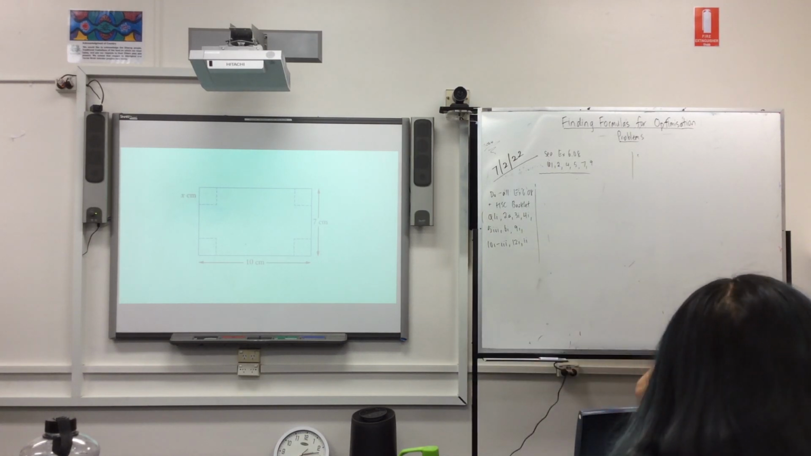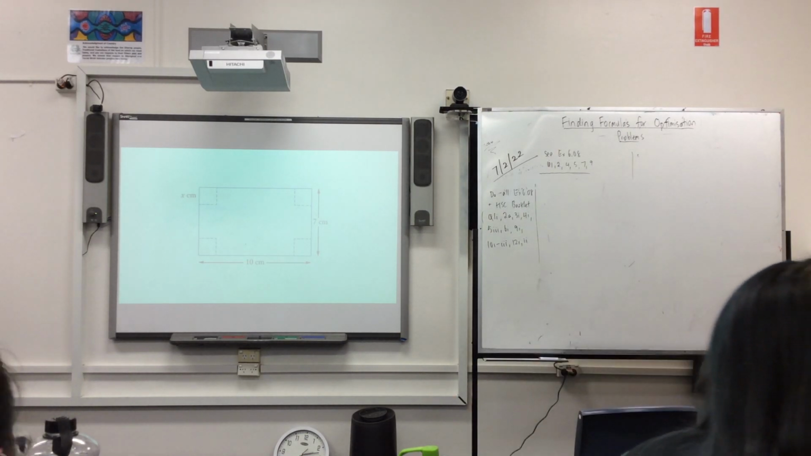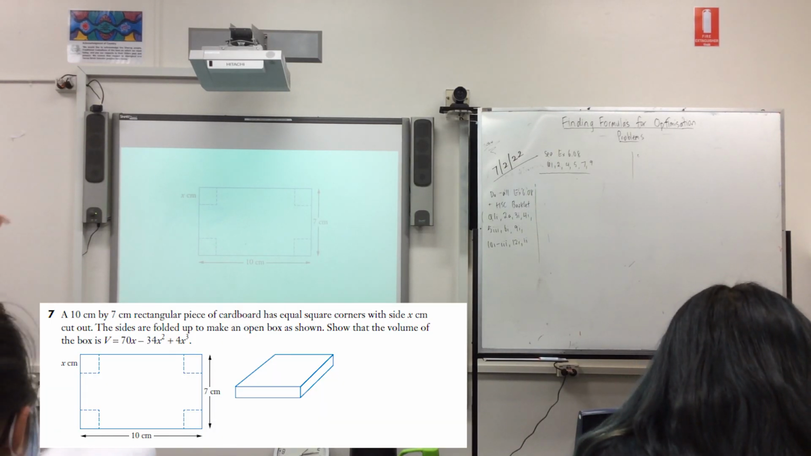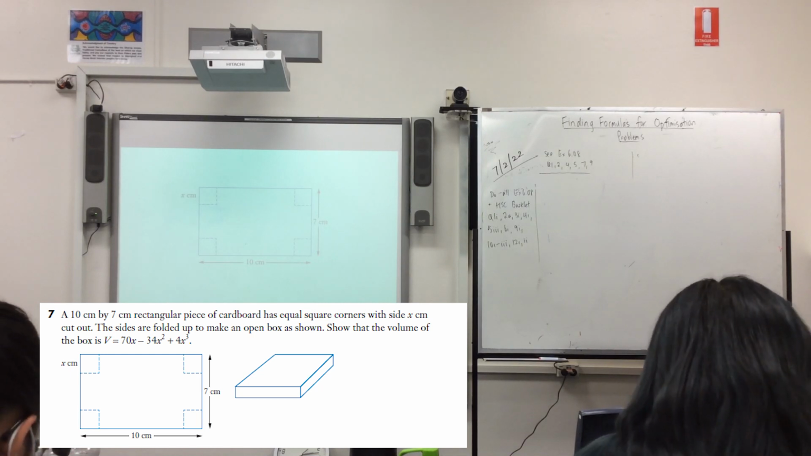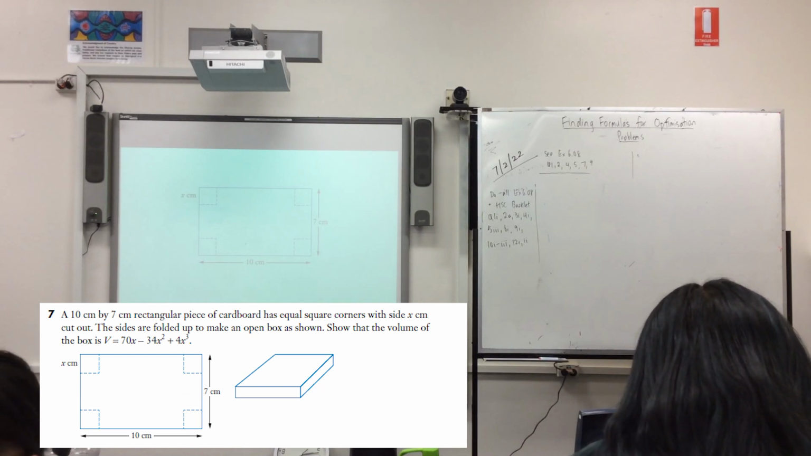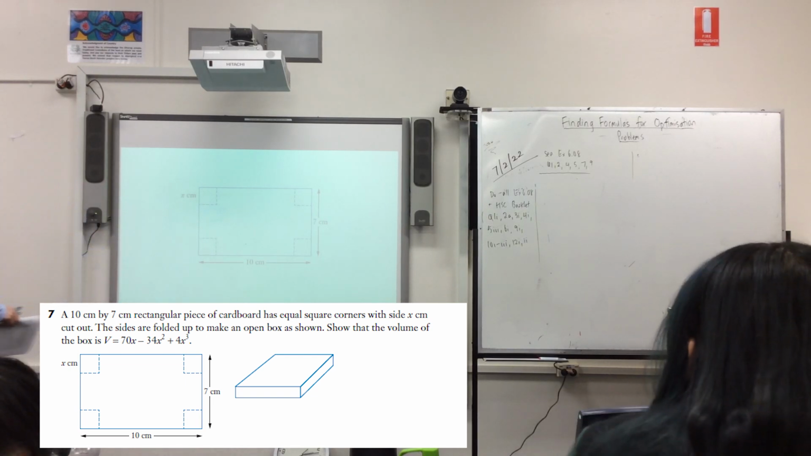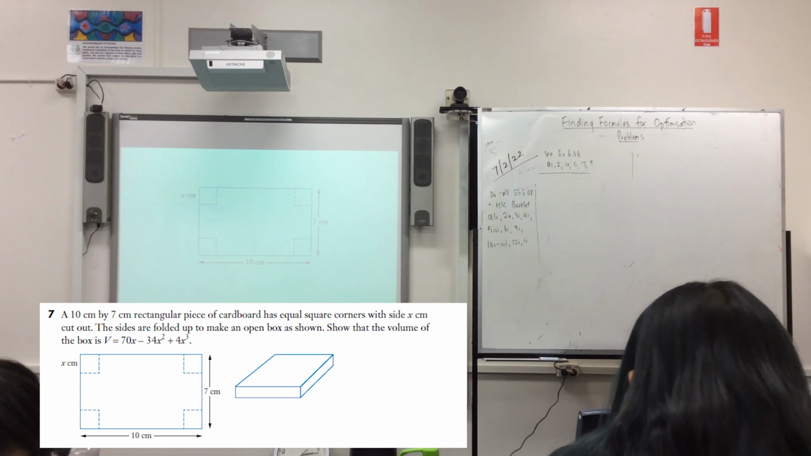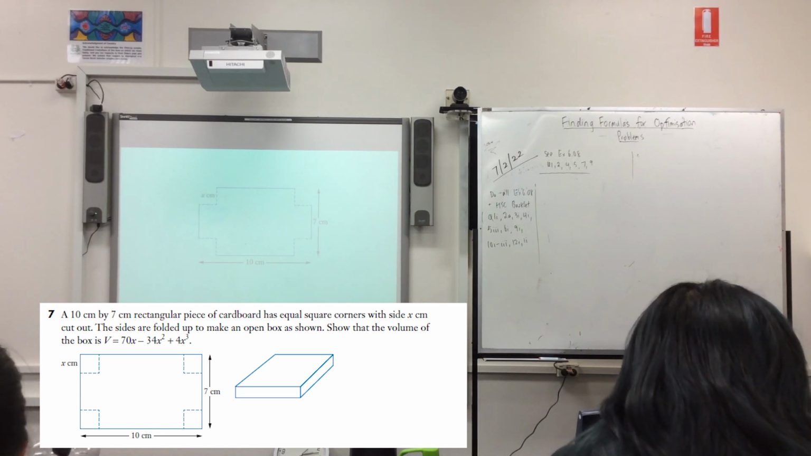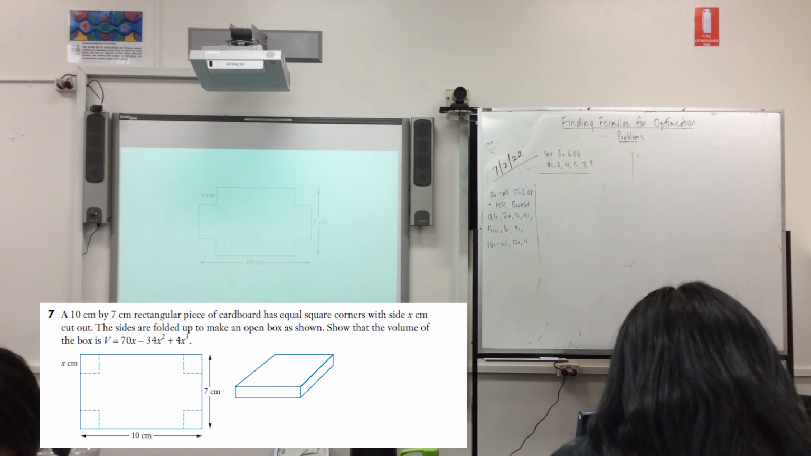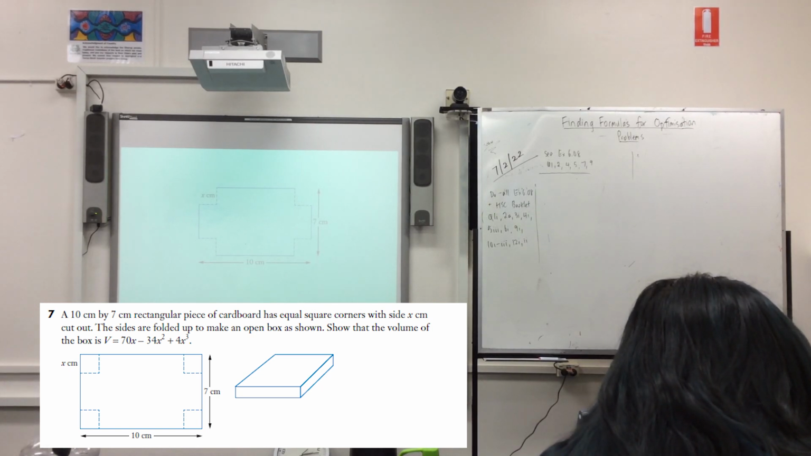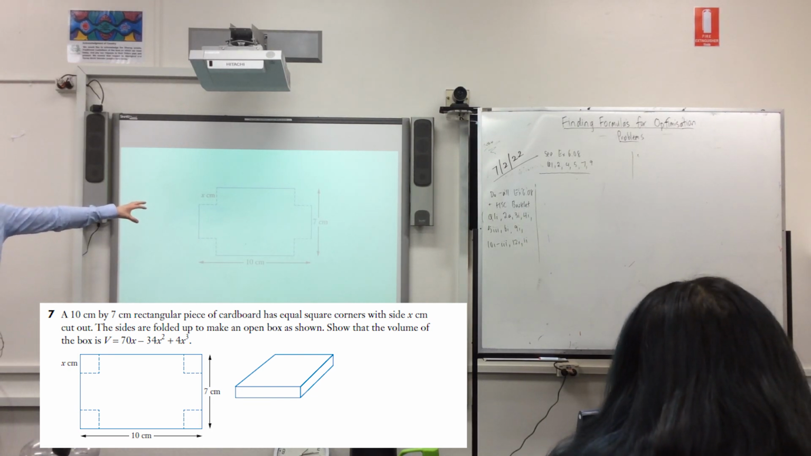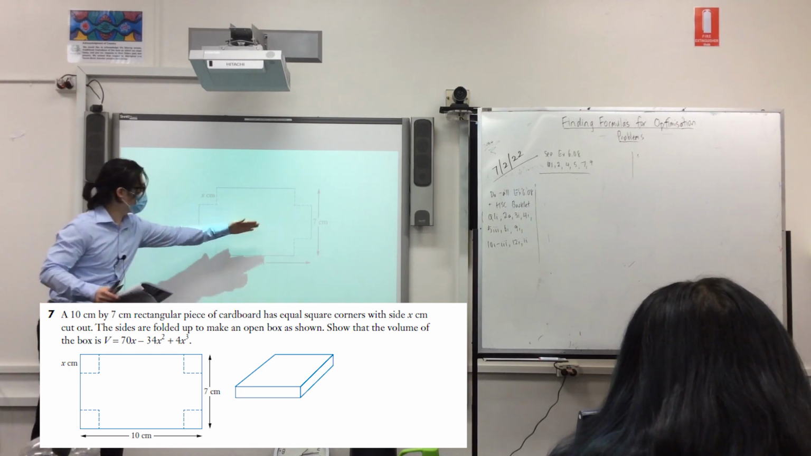Question 7, please. All right. This one's a bit tricky, so I did also make an animation. A 10 by 7 rectangular piece, as you can see up here, has equal square corners with side X centimeters cut out. So what they're saying is, it's cut out like that. Yeah? So the dotted line there, they cut it out. Now, from here, girls, the sides are folded up to make an open box as shown. So can you see when you fold that up, it creates a box? Sure. Yeah, so it's like folded up, folded.